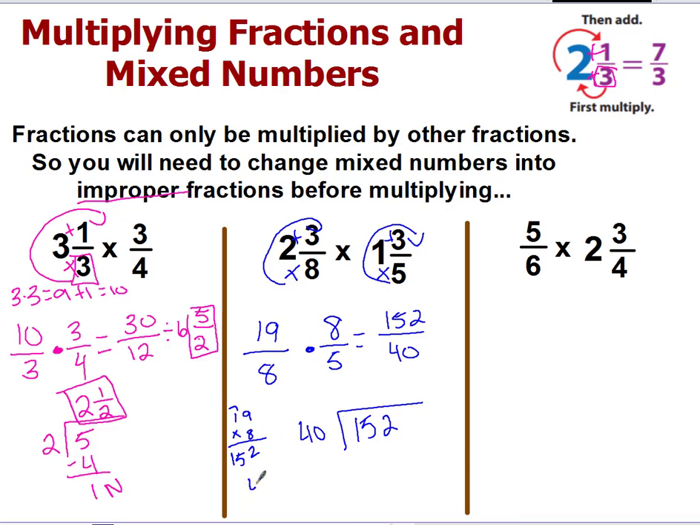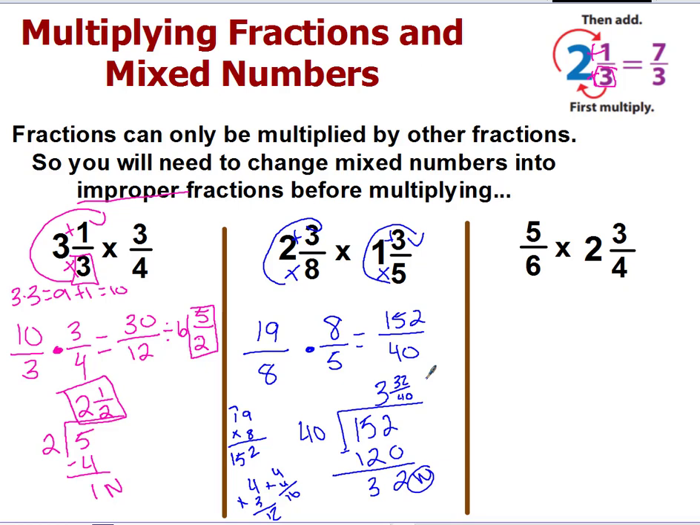Well, if I multiply 4 times 3, that equals 12. But what about 4 times 4? That's 16. So if I multiply 40 times 4, that would go over 152, so I'm going to go with 3. And 3 times 40 would give me 120. So now I subtract 2, 3, and 0. So now, again, this is your numerator, your denominator. So 32 over 40.